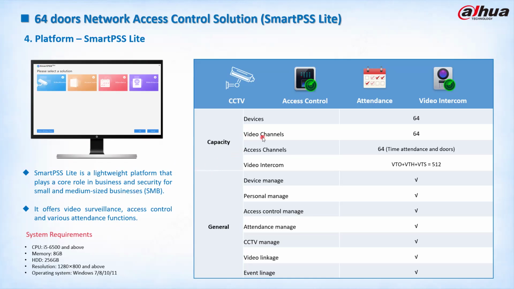So what do you have here? The number of devices supported is 64. Video channels are 64. Access control, time attendance, 64 doors. Video intercom, we have up to a maximum of 512. That includes the VTOs, the VTHs, and the VTS. So in this case, there are the door stations, the indoor monitors, and the emergency security devices for the security guards, totaling 512. Other general features and functions are supported as well; the Smart PCS supports these features for configurations.